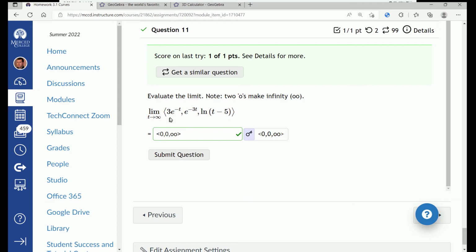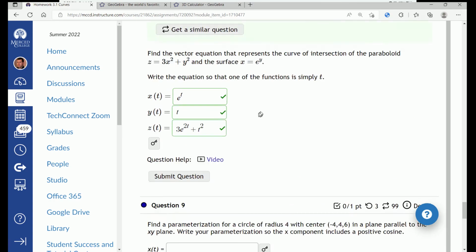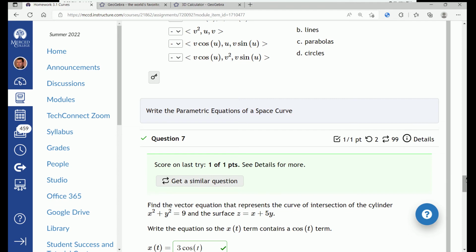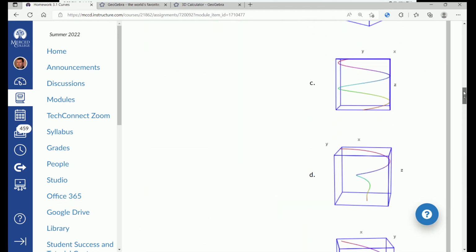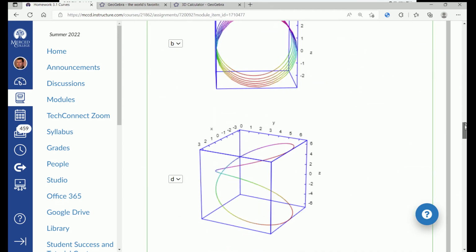So you just take the limit term by term. And that's how you do these. Is there anything else I want to say here?